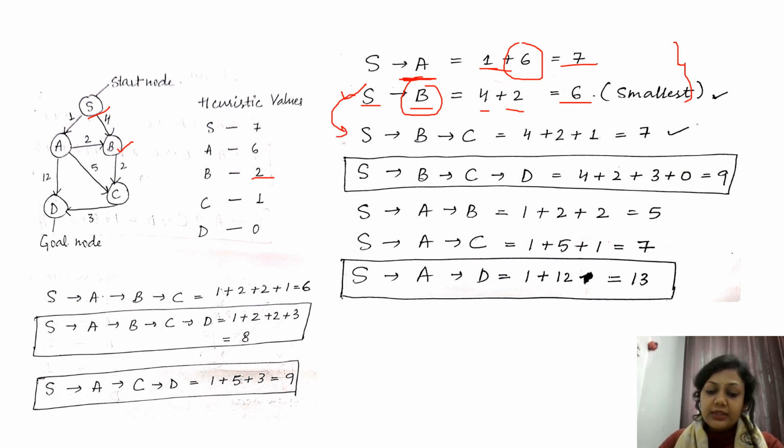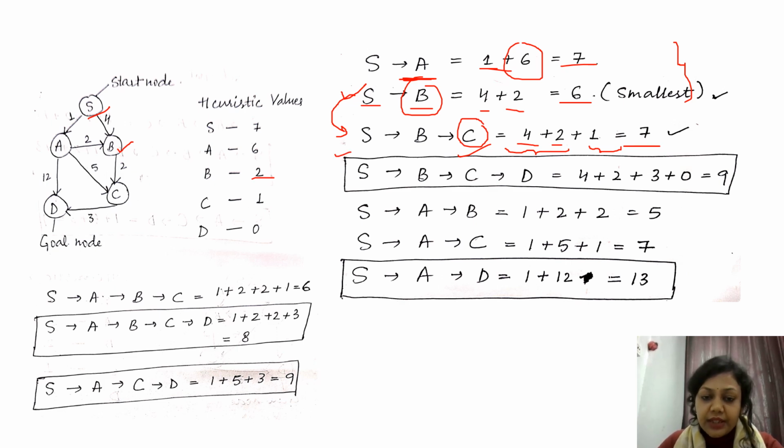Okay, now let's see. S to B, where is it going? B to C. Is it going somewhere else? No. Now let's explore this path, S to B and B to C. Now S to B path is 4. B to C path is 2. Plus, this will be our Gn value, plus the heuristic value will be for C. As I have said earlier, we will always consider the heuristic value for the child node. Now the heuristic value for C is 1. It will be 7.